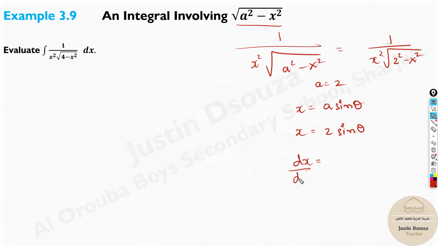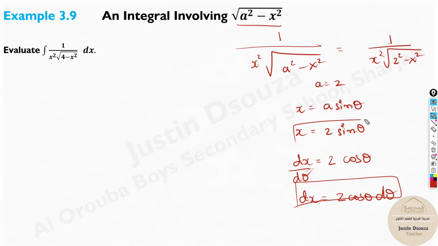dx would be dx with respect to d theta, right? Because the right side is theta. It will be 2. What is the differentiation of sine? 2 is a constant. Differentiation of sine is cosine theta. That's it. Now let's take d theta to the other side because we want only dx. dx is equal to 2 cos theta d theta. Now we have dx and we have x. Let's substitute it back.